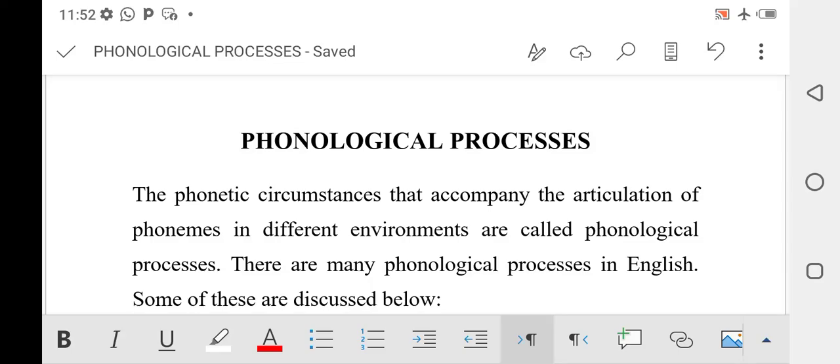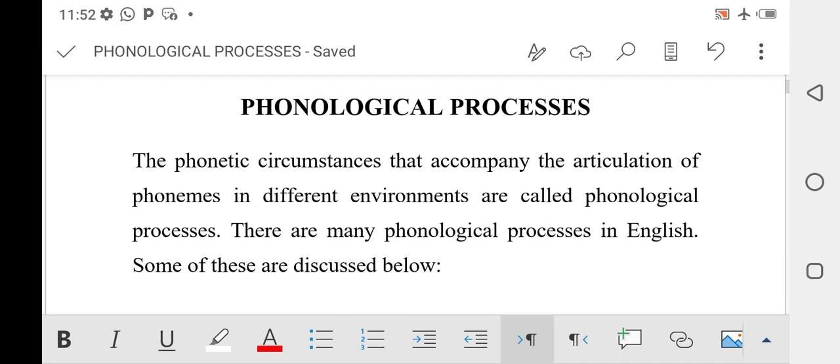Good day, class. The last time we talked about phonological process, I am still Miss Amechi. So, I just want to start from the beginning and then we proceed.